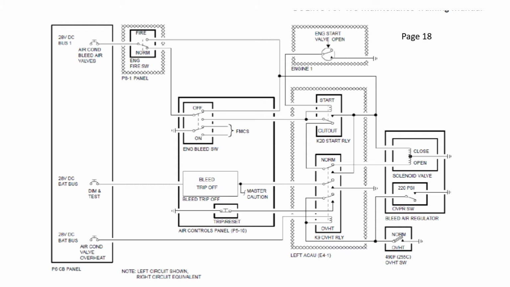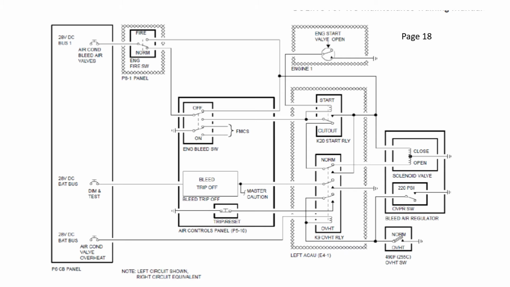The bleed air regulator has 2 solenoids, the open solenoid and the closed solenoid, and they're latch-in solenoids. So if the solenoid is being energized open and you remove power to it, it will remain open because it's latched. And then to close it, you have to then energize the closed coil. So first of all, let's have a look at a normal turning on of the pack in a normal situation.